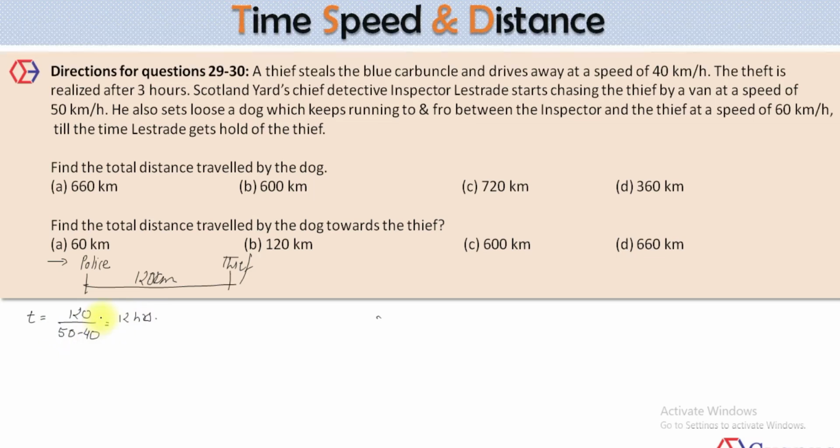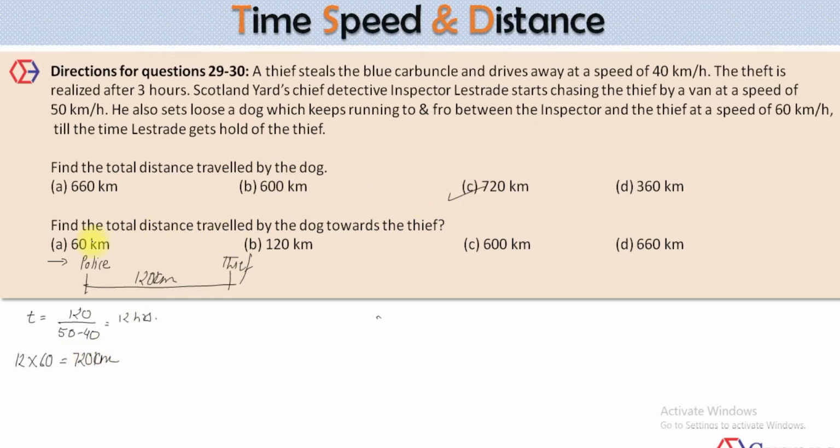So in 12 hours, the policeman is going to catch the thief. And so the dog will also get these 12 hours. What is the total distance traveled by the dog? I'll say 12 into the speed of the dog, which is how much? 60. So he must have traveled 720 kilometers. So the answer for the first part becomes what?